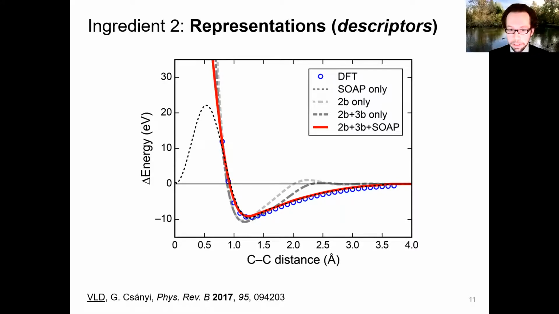And we've looked in quite some detail at how you can actually combine the different parts of descriptors to make a potential which is robust. By robust, I mean that it captures the repulsion, for example, at small distances, and which is still accurate, giving you good energies and forces near the minimum where you're interested.